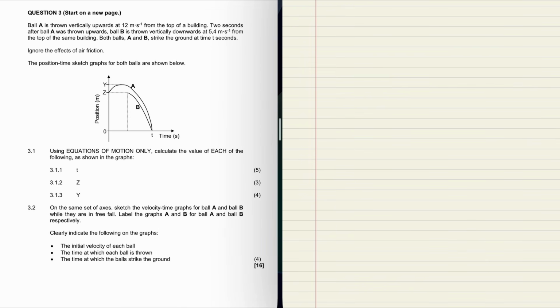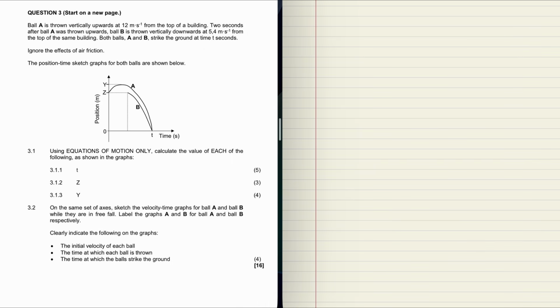Question 3 says a ball A is thrown vertically upward at 12 meters per second from the top of a building. 2 seconds after ball A was thrown upward, ball B is thrown vertically downward at 5.4 meters per second from the top of the same building. Both balls A and B strike the ground at the same time.